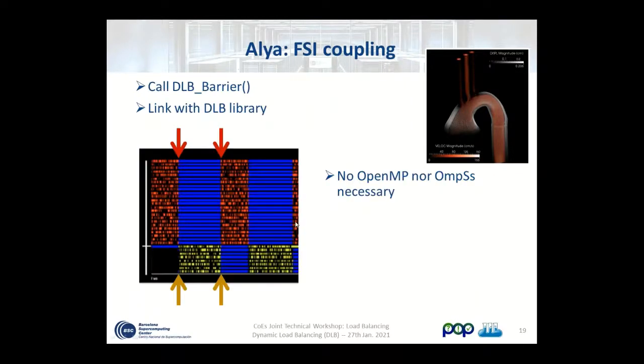So in this case, we used another feature of DLB, what we call DLB barrier. For this, we add calls at some points to DLB barrier. So the tricky part here is to find these points. If you know the code well, it should be quite easy. At the points where there are synchronizations in the fluid and in the solid code. In this case, we don't need OpenMP nor OmpSs. We just use the DLB barrier.